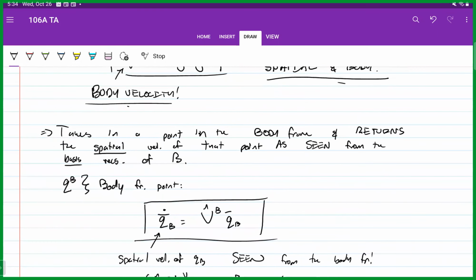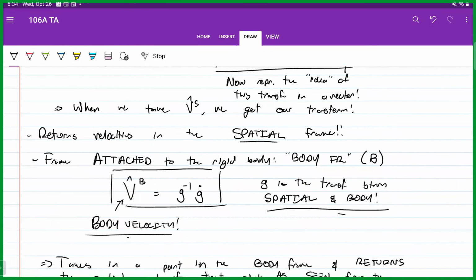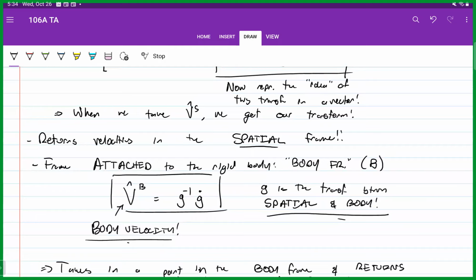We were just talking about the rigid body velocity stuff from last time. We were just doing a quick review.